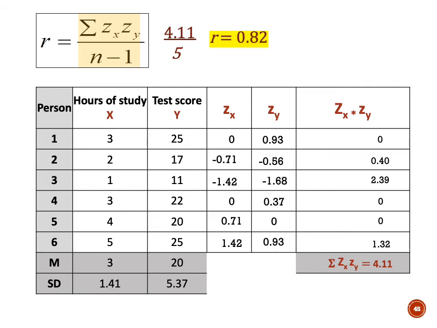This value, if just looking at it, lets us know that we have a pretty strong correlation and that this correlation is positive because we've gotten a positive value and it's higher than 0.5, which indicates a strong correlation. But we still have to figure out if it's statistically significant.